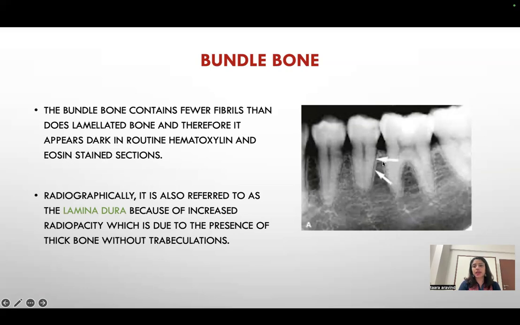This arrowhead is pointed towards the radio-opaque line, and that is the lamina dura. So radiographically, the bundle bone is referred to as lamina dura because of the increased radio-opacity, which is due to the presence of thick bone without trabeculations.